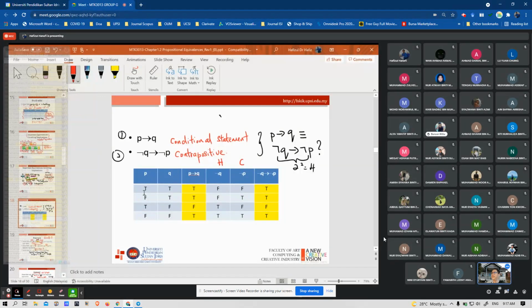Okay, P implies Q is a conditional statement. Negate Q implies negate P is the contrapositive because you are inversing the statement. And then P implies Q is equivalent to negate Q implies negate P. As you can see here we have 2 power of 0, 2 power of 1, and then here because we have 2 power of 2, is equivalent to 4. Here 1, 2, 3, and 4.